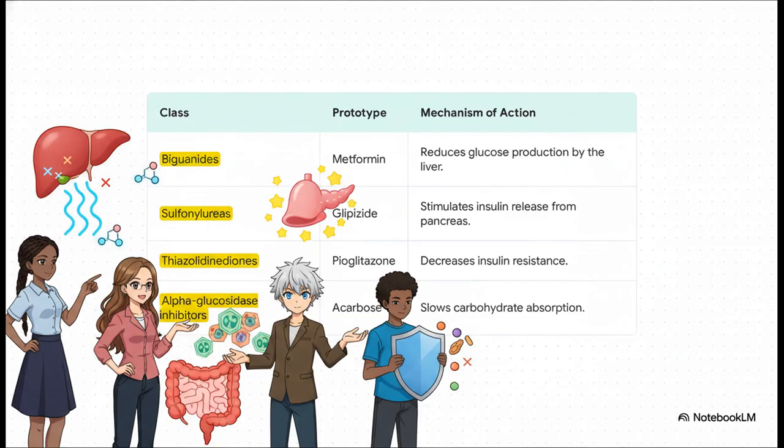Then you have sulfonylureas and meglitinides, which are like a personal trainer for the pancreas. They push it to secrete more insulin. Thiazolidinediones work by making the body's cells more sensitive to the insulin that's already there. And finally, alpha-glucosidase inhibitors work right in the gut, slowing down how fast you absorb carbs from your food.